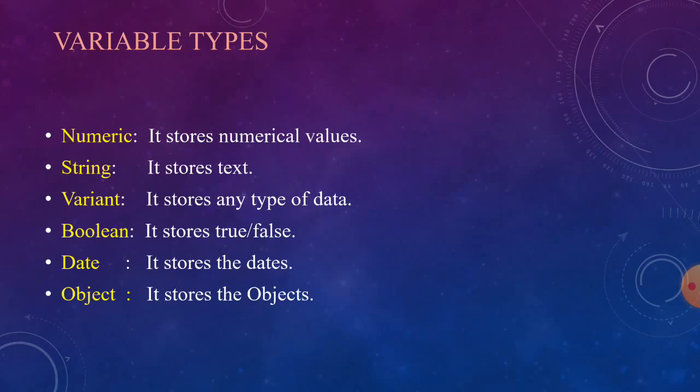Numeric is used to store numerical values, and string is used to store string values, that means text. Variant is used to store any type of data. Boolean variable type is used to store true or false. Date is used to store dates, whether date of joining, date of birth, or date of death; whatever dates you want to store, we use the date variable. Next, object is used to store different types of objects. That means we can store any types of controls and tools by using this object variable type. These are the different variable types that are used in VB.